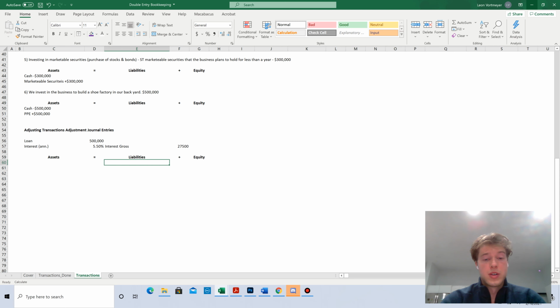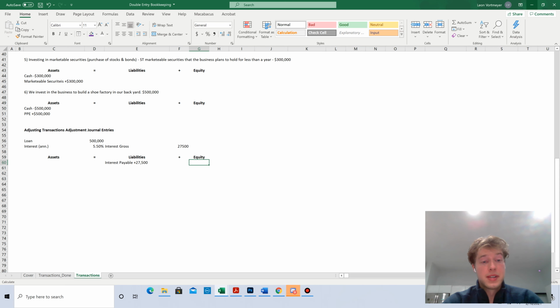So what happens is we create a liabilities account called interest payable, to which we add $27,500. This is the interest that was accrued. It's a liability. It's a liability because it's an obligation that the business has. It's a sacrifice of economic value that hasn't been sacrificed yet. We haven't actually paid the cash, but we need to pay the cash.